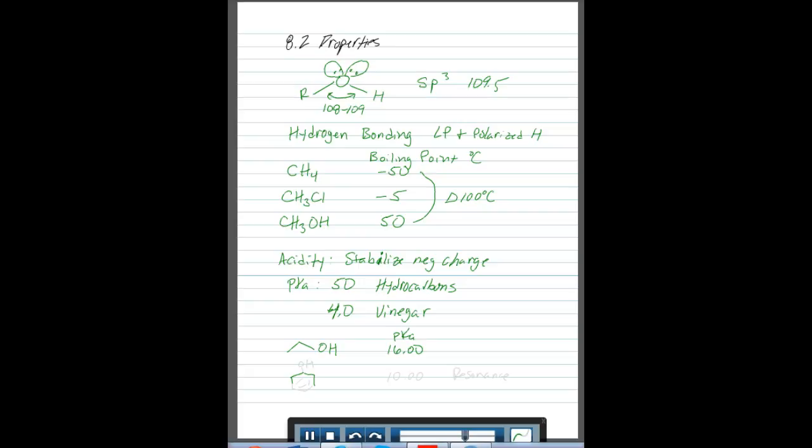Phenol, so here's what's going to become interesting. Phenol, all right, you have an OH attached to an aromatic ring. That has a pKa of about 10. All right, so it's about 10 to the 4th times more acidic. So it's 10,000 times more acidic than just ethanol. And it's because of resonance.